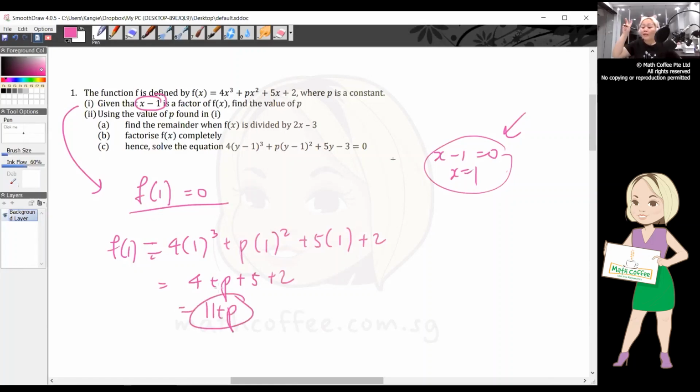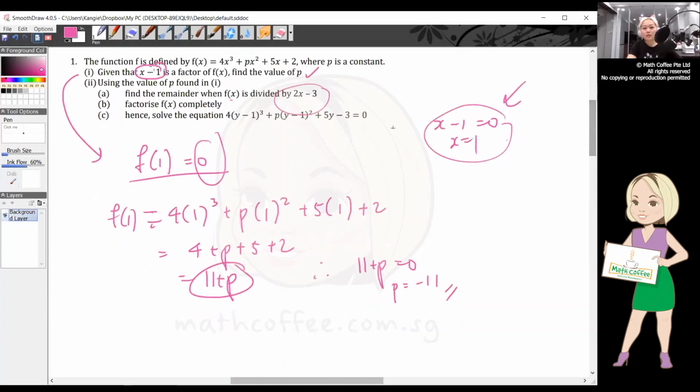This is the remainder, and we know that remainder is 0. So therefore, we will say 11 plus p equals 0. So we get p equals negative 11. We solve part 1. Okay, part 2. Using the value of p, which is p equals negative 11, we are supposed to find the remainder when f(x) is divided by 2x minus 3.